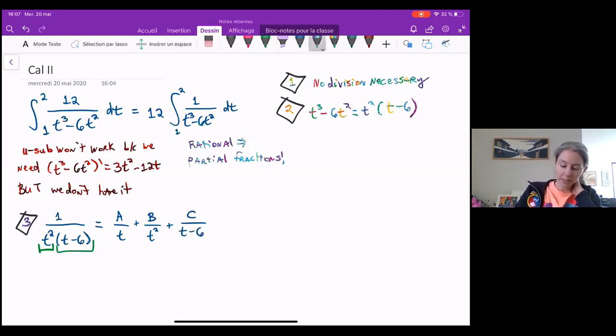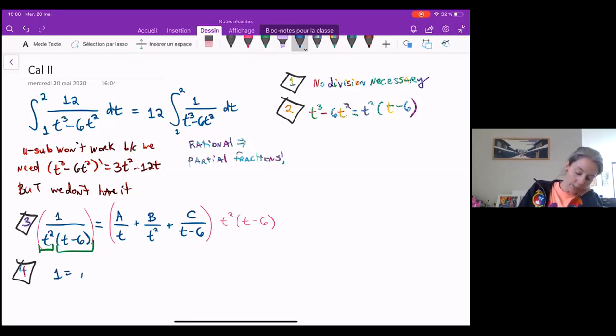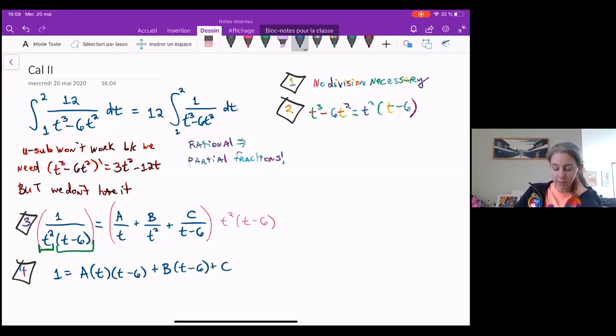Now my fourth step is to solve for the numerators. And to solve for the numerators, the first thing that I'm going to do is multiply both sides by the original denominator. So I'm taking everything and multiplying it by t squared times t minus 6, which means that I will have 1 is equal to A, one of the t's cancels out, so times t minus 6, plus B, both t squareds cancel out, so times t minus 6, plus C, the t minus 6's cancel out, times t squared.